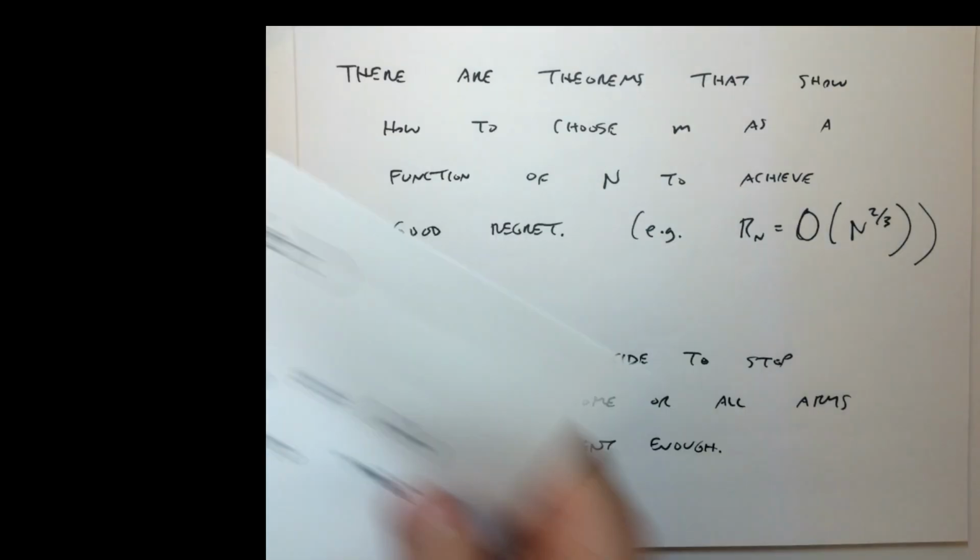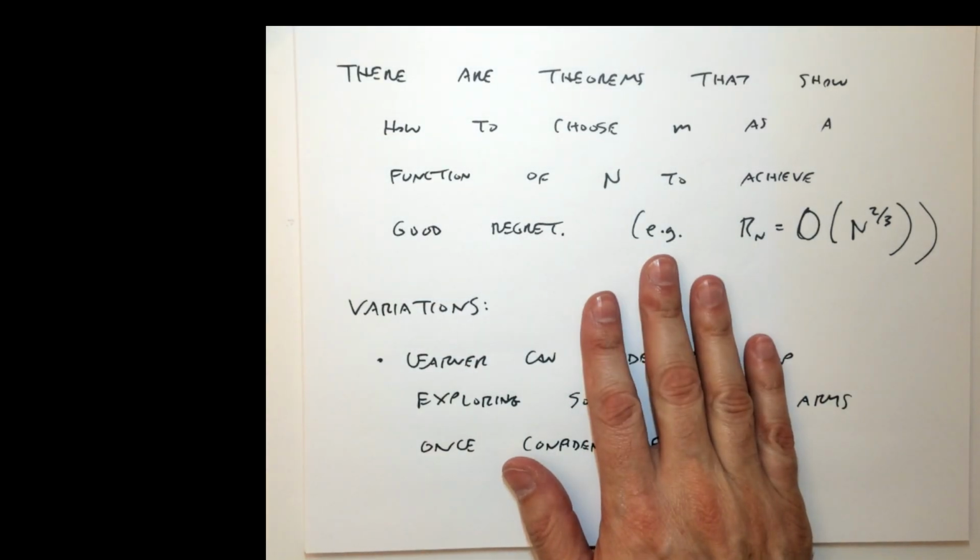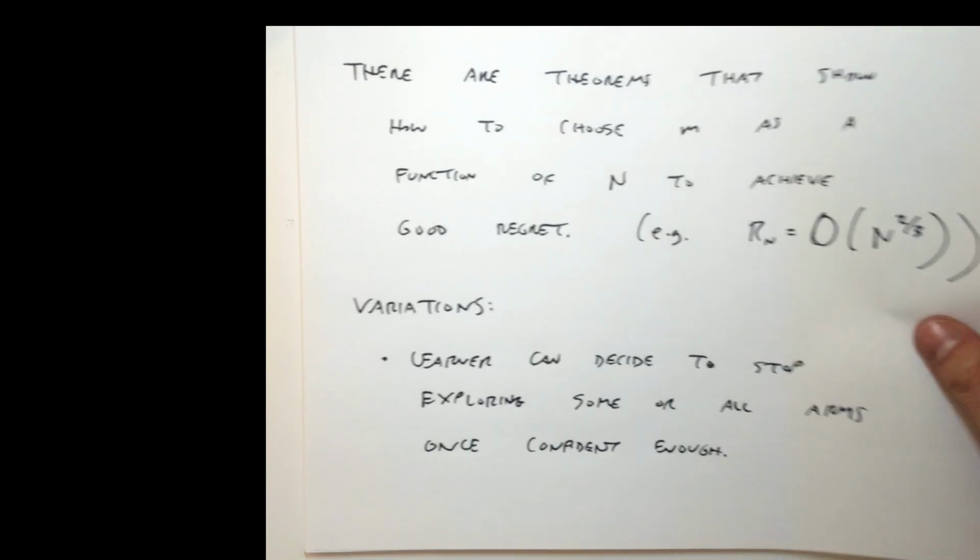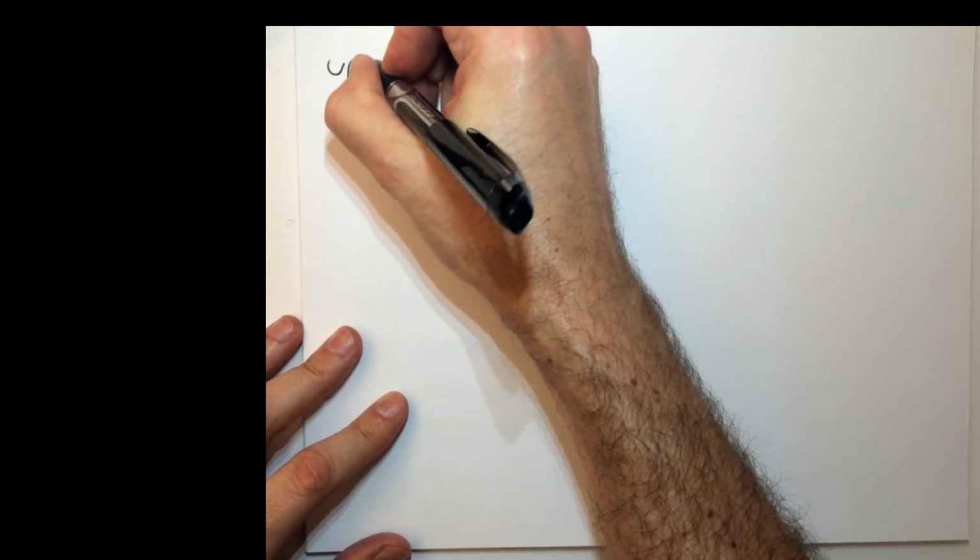Yeah. So this is a very simple idea, and a lot of algorithms are still based on this idea. There's also an algorithm called the upper confidence bound.